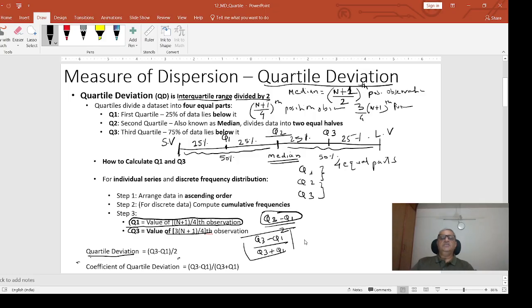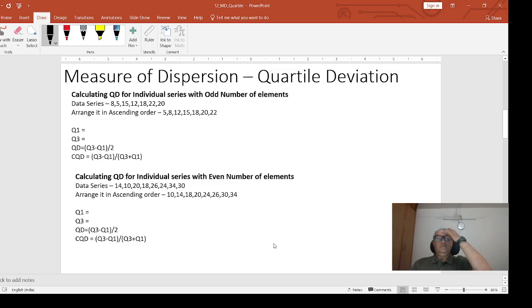Right. To further concretize our understanding, let us go through some examples. We have two examples. When we learned how to calculate median, we learned it both for odd number of elements and even number of elements. Similarly, I am going to quickly run you through both. So I have this data series which has n equal to 7, so these are odd number of elements. The first step is to arrange these elements in ascending order.